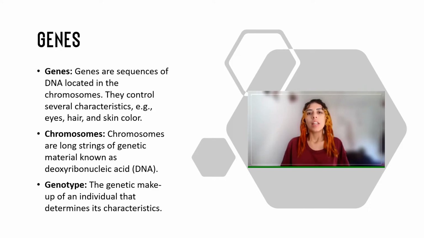So the chromosomes are long strings of genetic material known as DNA. And the DNA is always located in the nucleus of cells, and we have several cells all over our body. And the genotype is a term used to describe the alleles. Alleles are a variant form of a gene, and the genotype is the genetic makeup of an individual, and this genetic makeup is used to describe the individual's characteristics. Now, there's also something called phenotype that my partner is going to explain in the next slide.